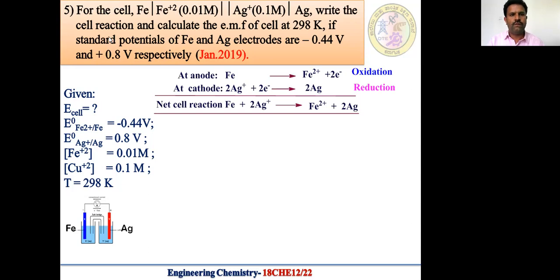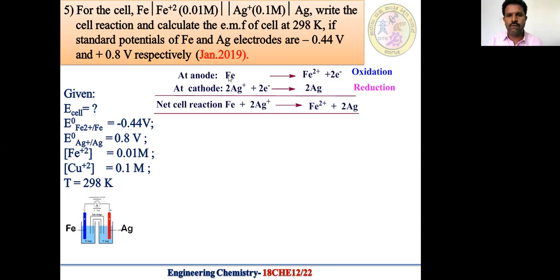The first question, write the cell reaction. Here iron is working as anode and it undergoes oxidation reaction and releases 2 electrons, and silver is working as cathode and undergoes reduction reaction by gaining the released electrons. Here we should notice one thing, we multiplied silver ions by 2 because each mole of iron produces 2 moles of electrons, hence 2 moles of silver ions will react with the released electrons.